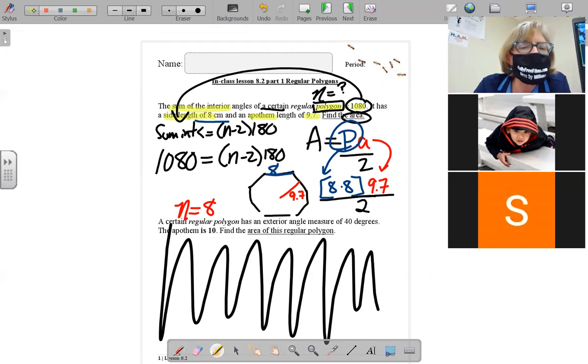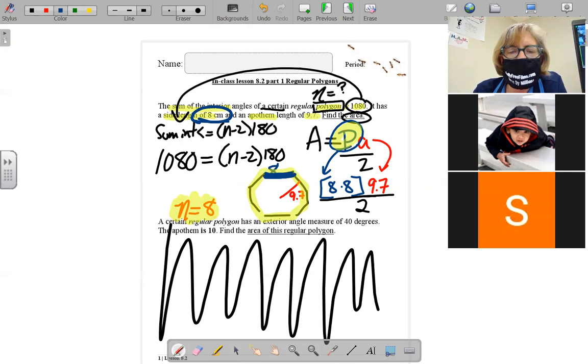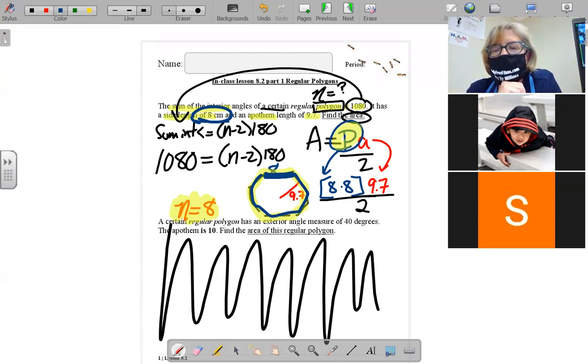Sid, do you understand where we got n equals 8? Yeah. Okay, so do you understand how we got that as an octagon? Yeah. Good deal. Okay, so perimeter, what we do is our side length is 8. So we do one side length and then we walk it all around. So that's 8 times 8, 8 sides and 8 units each. Times 9.7, divide by 2. Can you do that now?